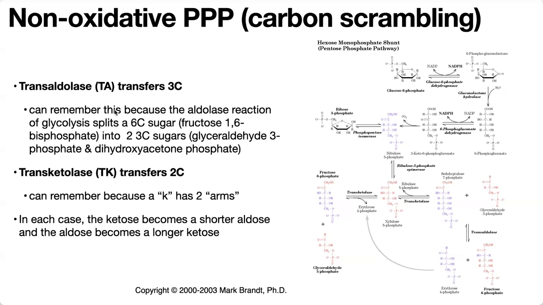They're both going to be, regardless of their name, taking carbons from a ketose and putting them on an aldose. This is going to give you a longer ketose and a shorter aldose. In a transaldolase reaction, you're moving 3 carbons at a time, and in a transketolase reaction, you're moving 2 carbons at a time.